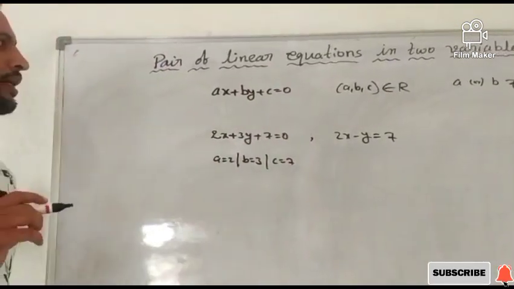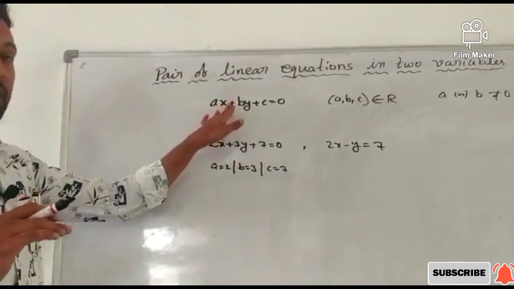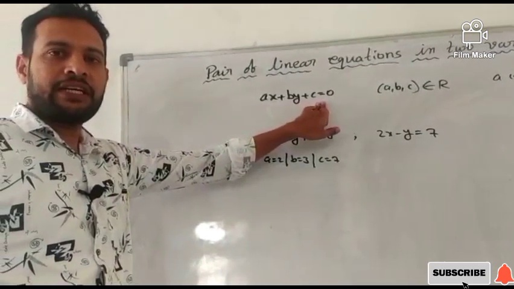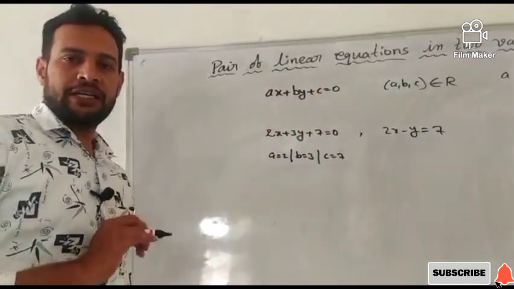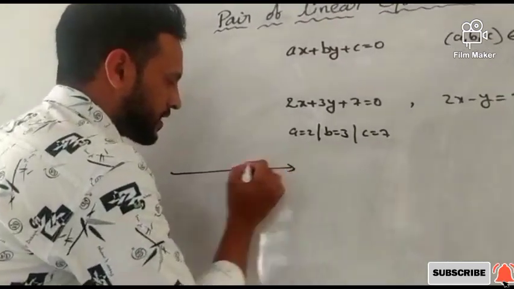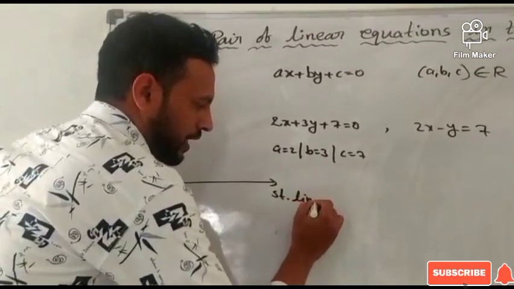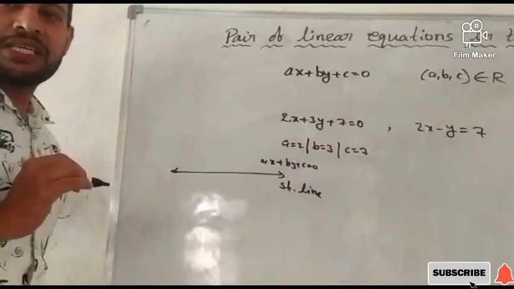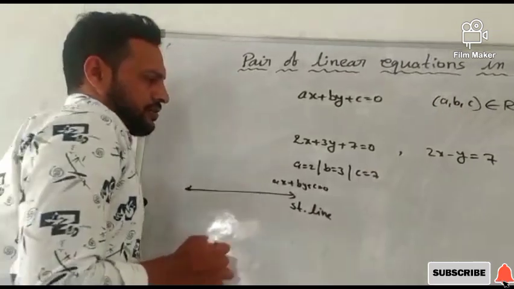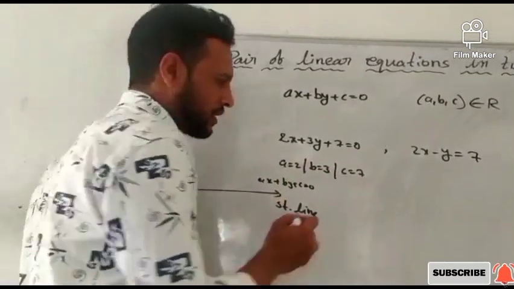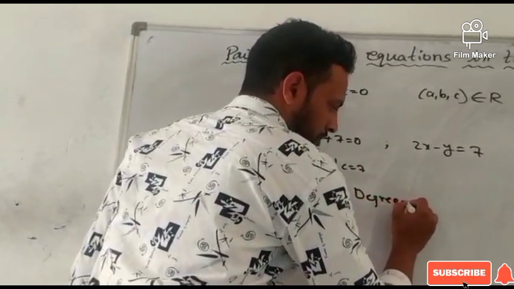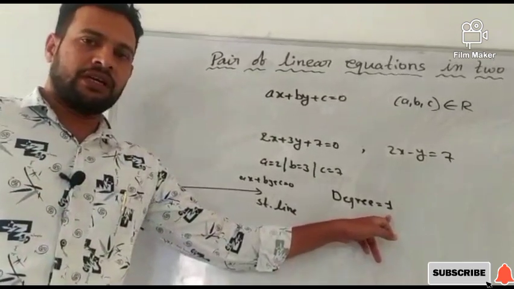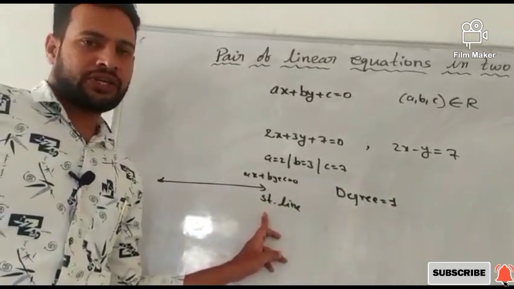Before going to a pair of linear equations, ax plus by plus c is equal to 0 is a linear equation in two variables, and it always represents a straight line. First of all, what is the degree of a linear equation? The degree is equal to 1. An equation whose degree is 1 always represents a straight line.